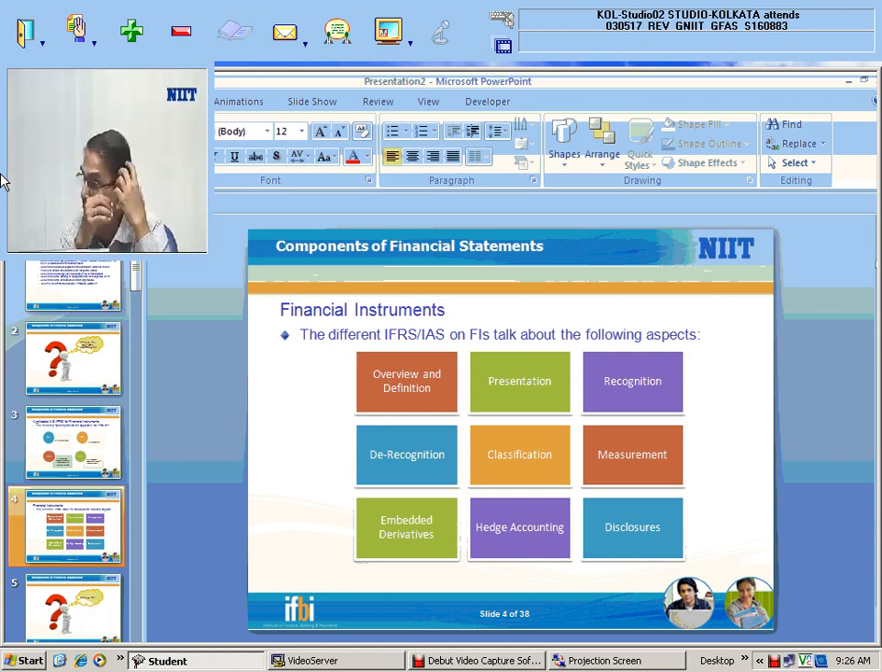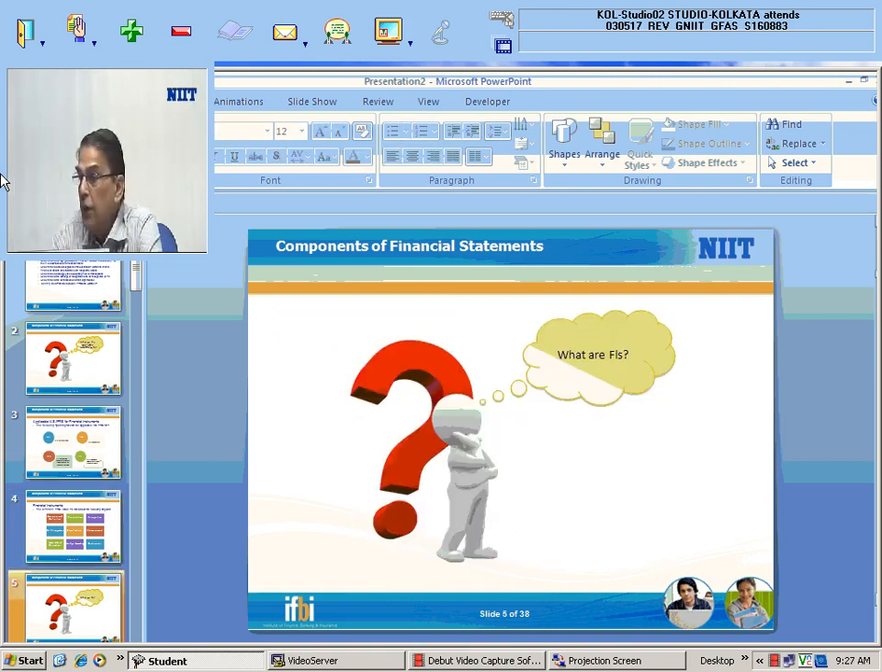The other details will not be covered for this course. So out of the 9 aspects, 6 aspects are going to be covered, 3 in detail and 3 briefly. So first let's understand what financial instruments are. We have been talking about financial instruments, a very generic term. So what do we mean by financial instruments?